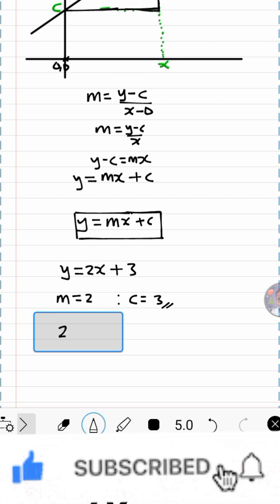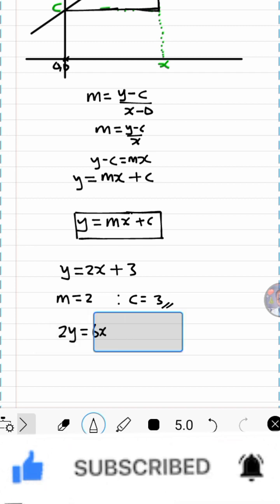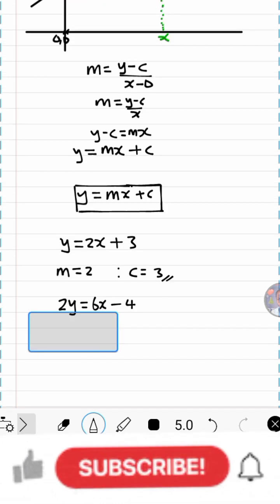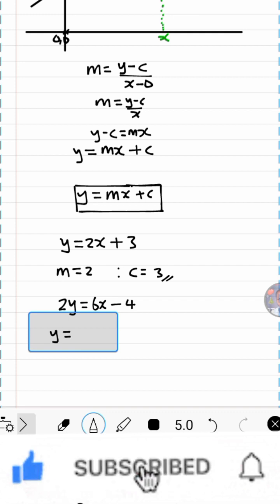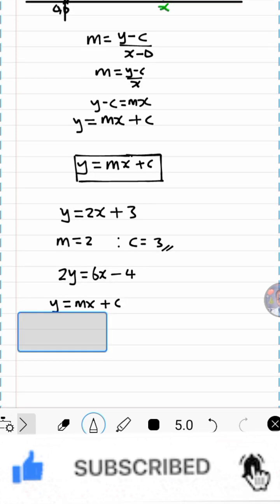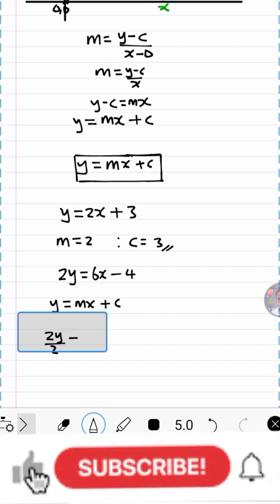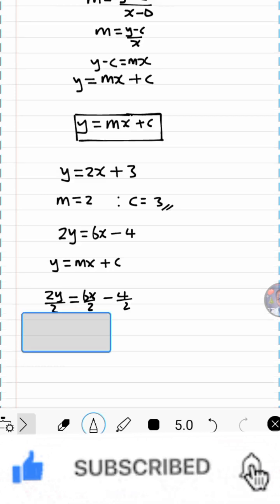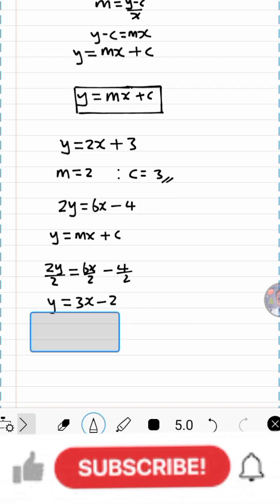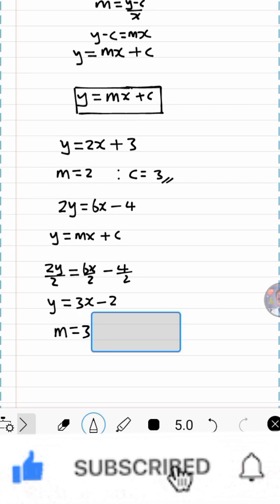If I have an equation 2y is equal to 6x minus 4, what is the slope of this line? The first thing I have to do is to rearrange it to look exactly like the general form, which is y is equal to mx plus c. Therefore, all I have to do, I will divide through by 2. 2y over 2 is equal to 6x over 2, then minus 4 over 2. Therefore, y is equal to 3x minus 2. Then, what is the slope of this line? The slope of this line, m is equal to 3. And what is the intercept on the y-axis? The intercept on the y-axis will be equal to minus 2. As simple as that.